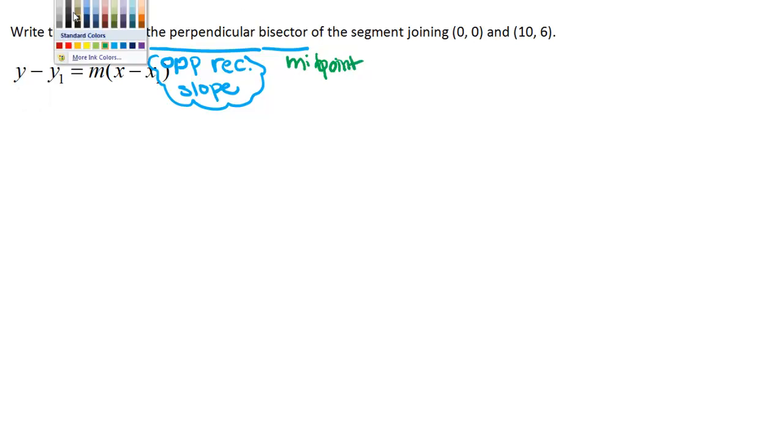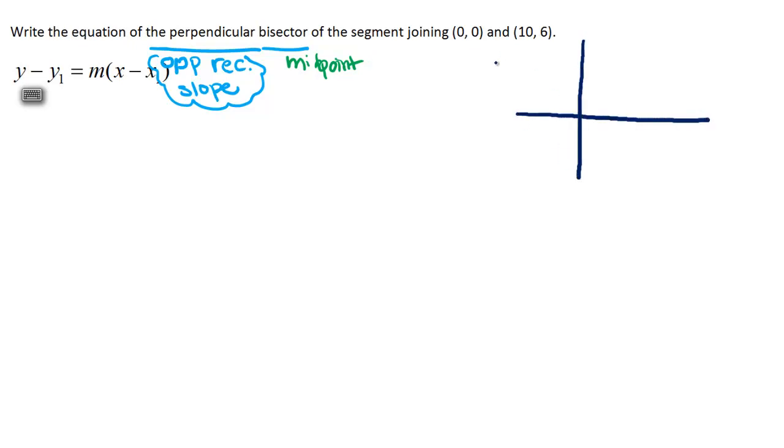So let me just draw pictures so we know what we're talking about. First of all, I draw a little graph right here. 0, 0 goes right here, and 10 comma 6 goes like this. Right 10, up 6. I'm just going to eyeball it, not try to go perfect. So that's 10 comma 6. And then we have this segment. It's not so straight, but just pretend it's straight. All right, there it is.